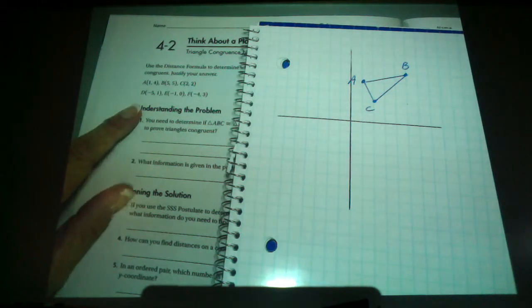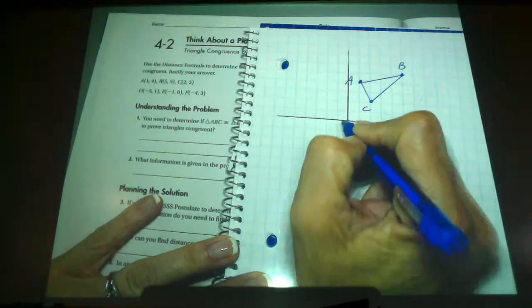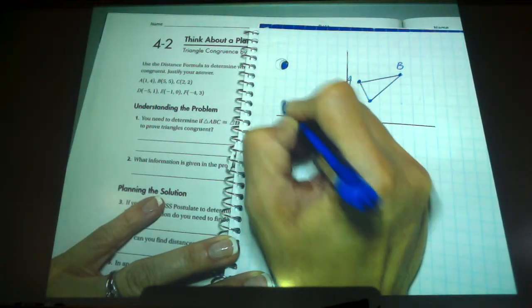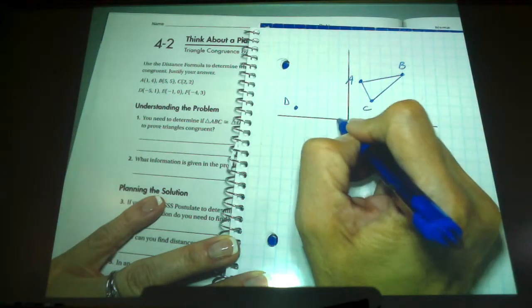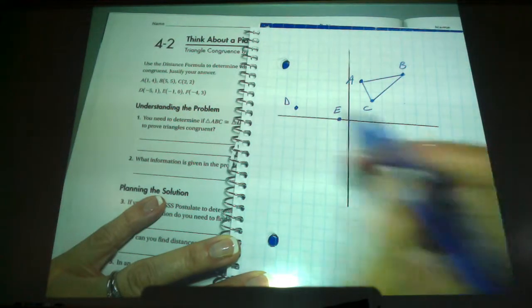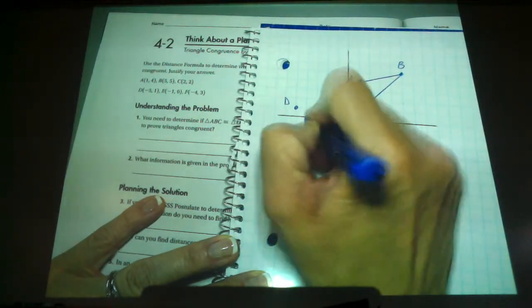And I'm going to plot D, E, and F. So D is -5, +1, and E is -1, 0, and F is -4, +3.